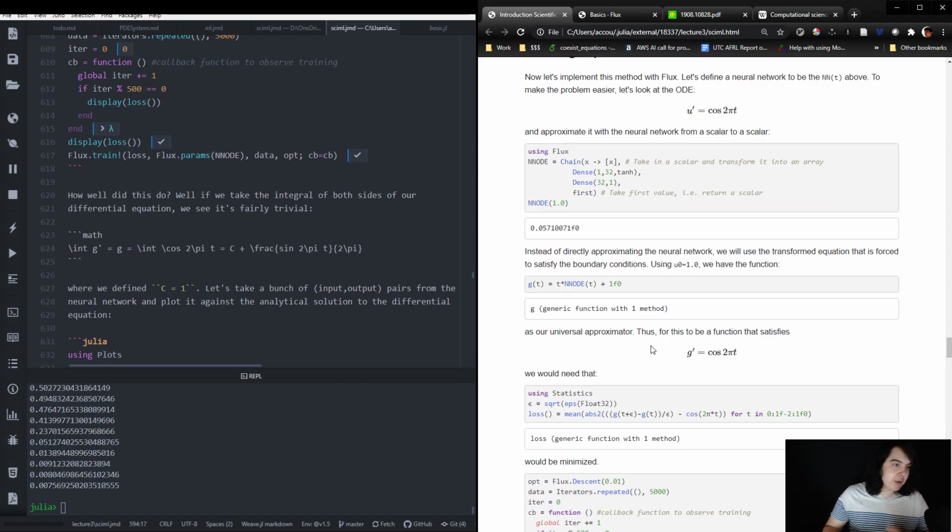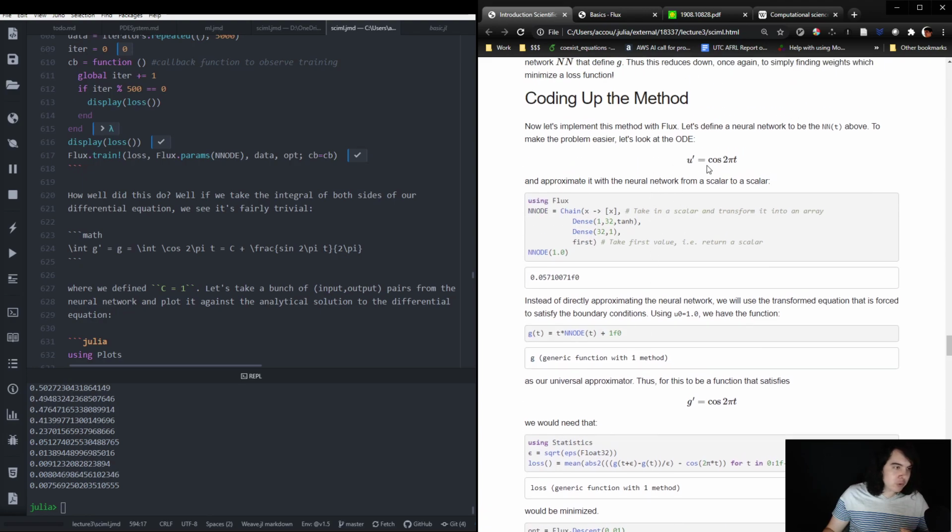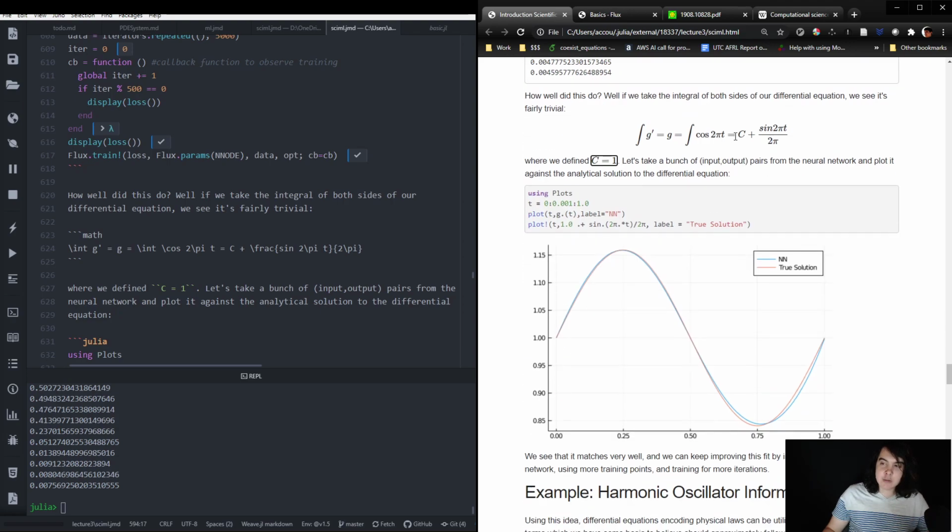Another way to think about the initial condition in an ordinary differential equation is that solving an ordinary differential equation is just taking the integral of both sides, and you have an arbitrary constant that comes out. The initial condition is the thing that specifies what that constant is.